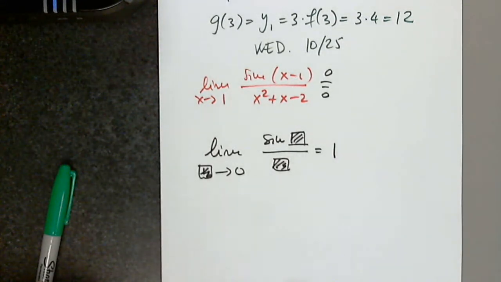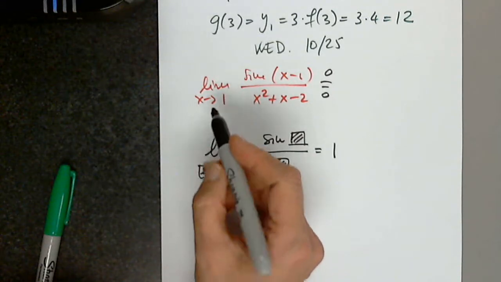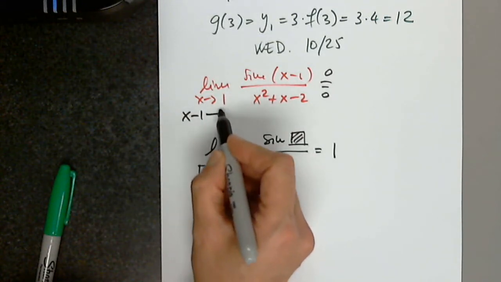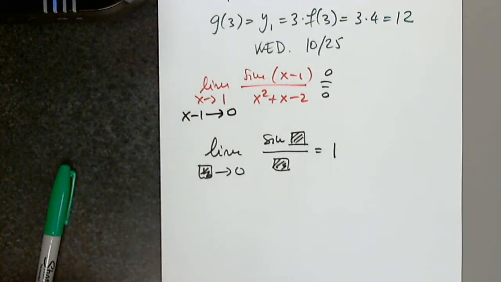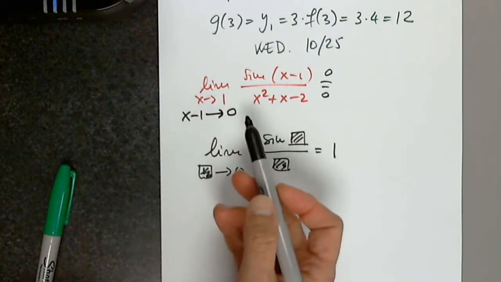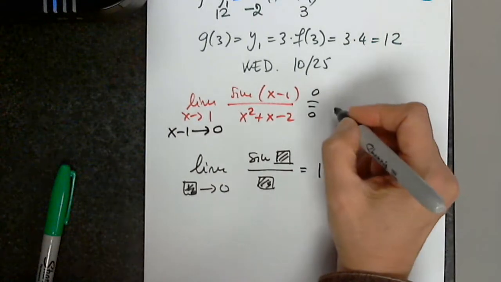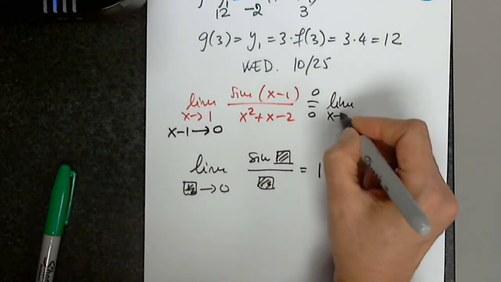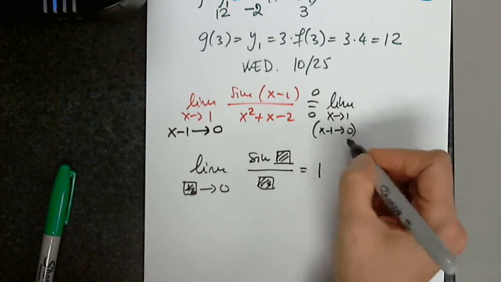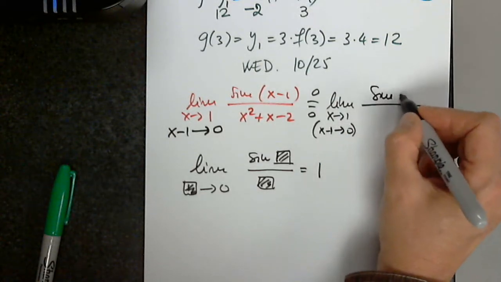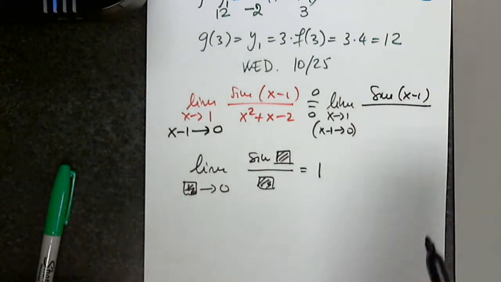1. So when x approaches 1, can I say that x minus 1 approaches 0? Because if I can't, then I cannot use this result. When x approaches 1, does x minus 1 approach 0? Yes, I just subtracted 1 from both sides. Good, so I'm on the right track. Limit as x approaches 1, or if you want, x minus 1 approaches 0, of sine x minus 1.